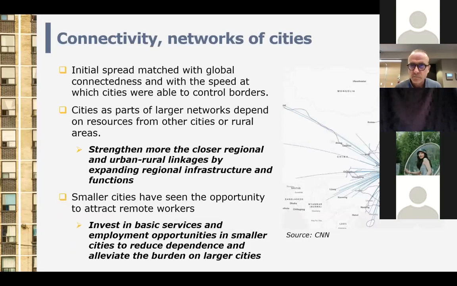Smaller cities have seen the opportunity to attract remote workers, and so investing in basic services and employment opportunities in smaller cities will reduce dependence and alleviate the burden on larger cities to accommodate more people and provide more job opportunities.